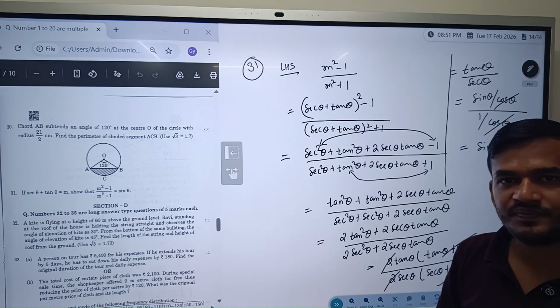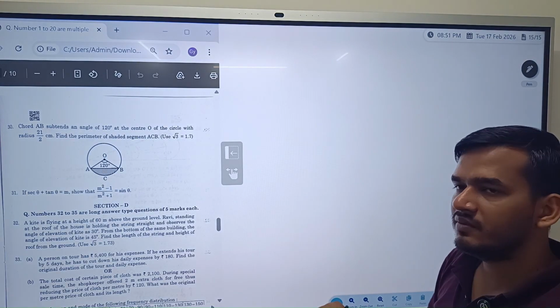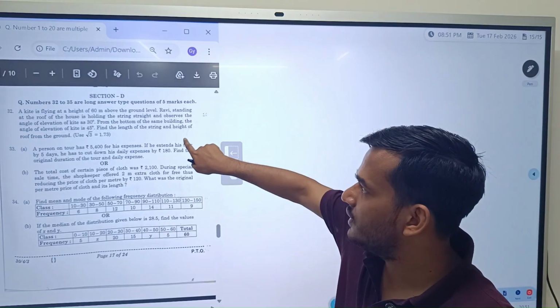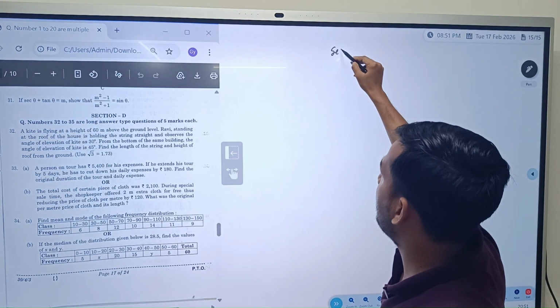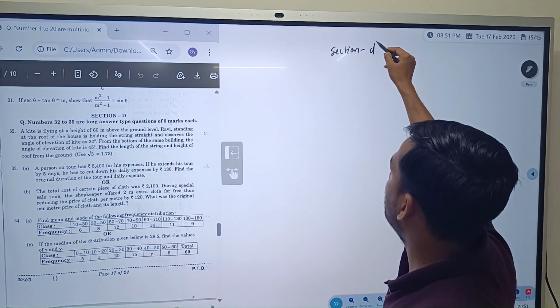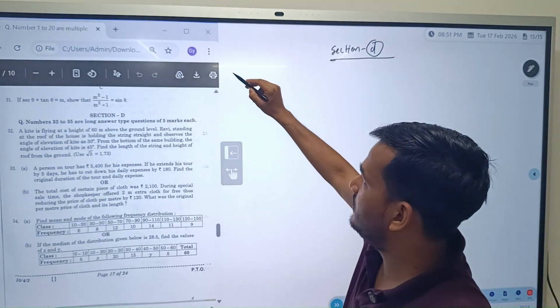So this is it. Moving to section D. These are 5 marker questions. Section D. The first one is 32.